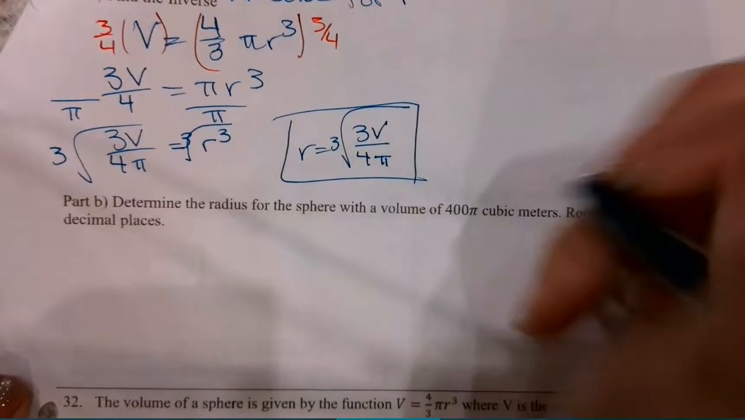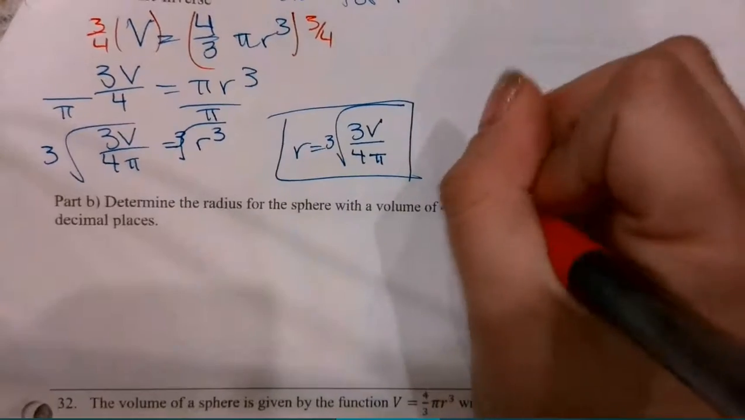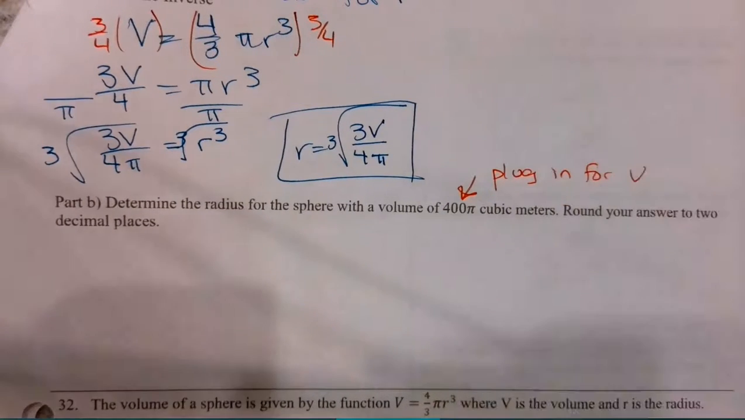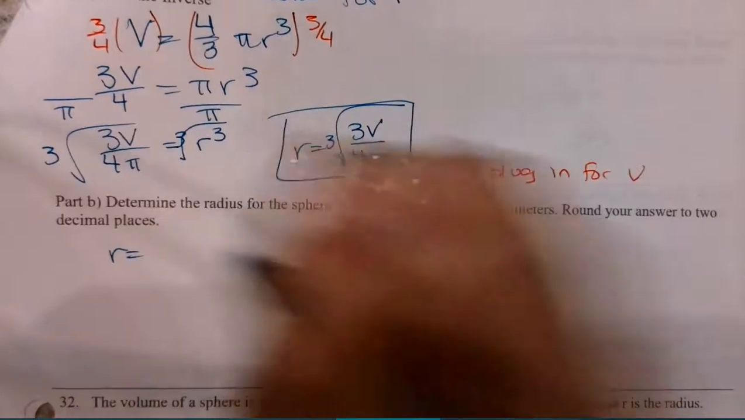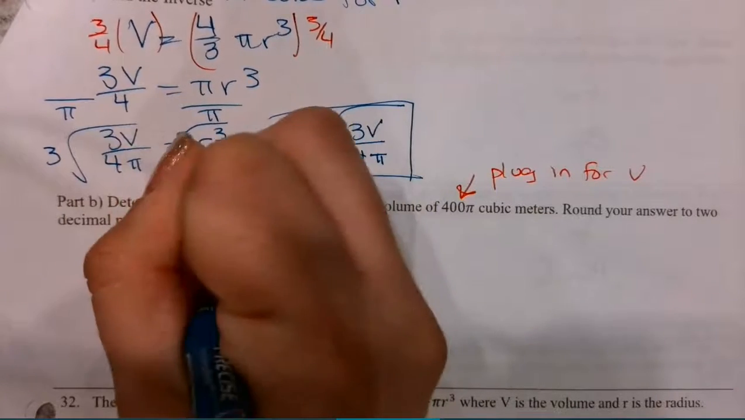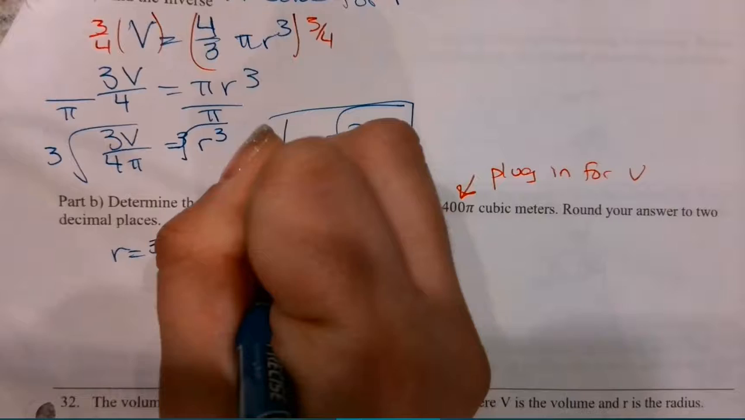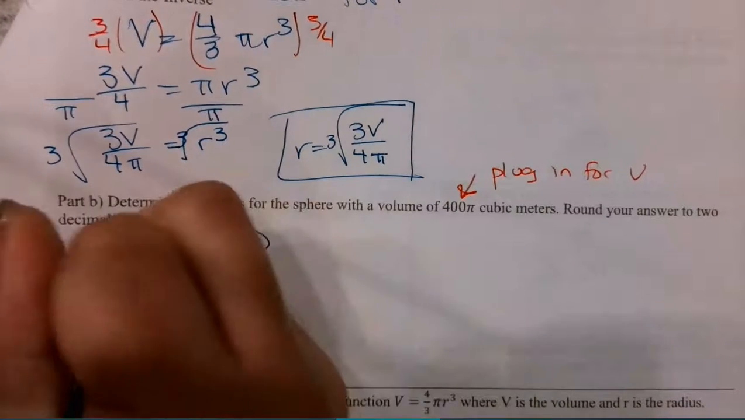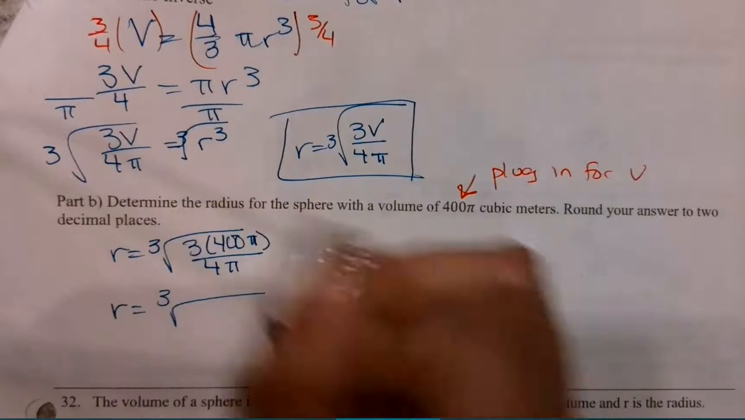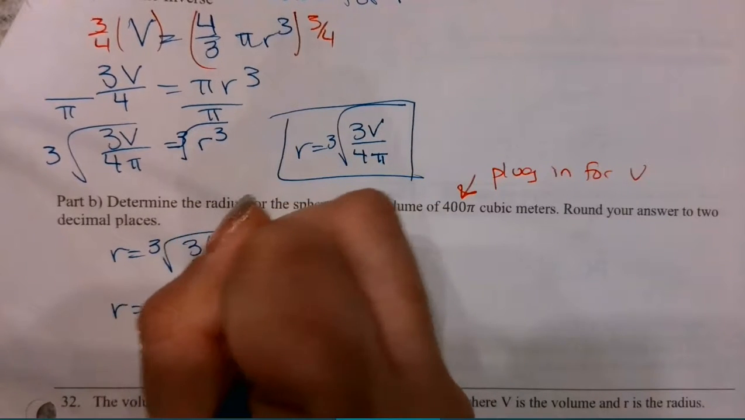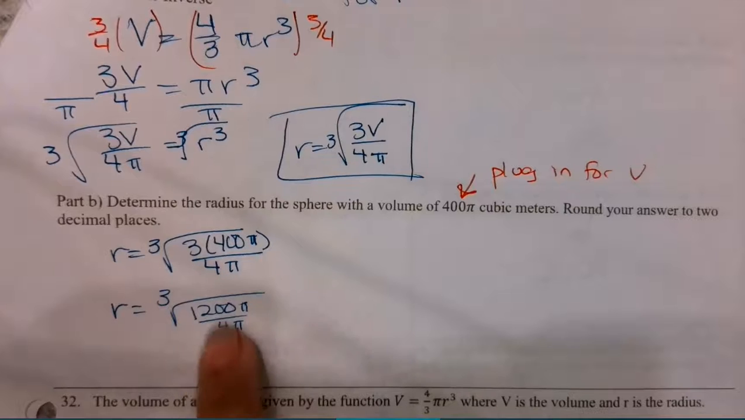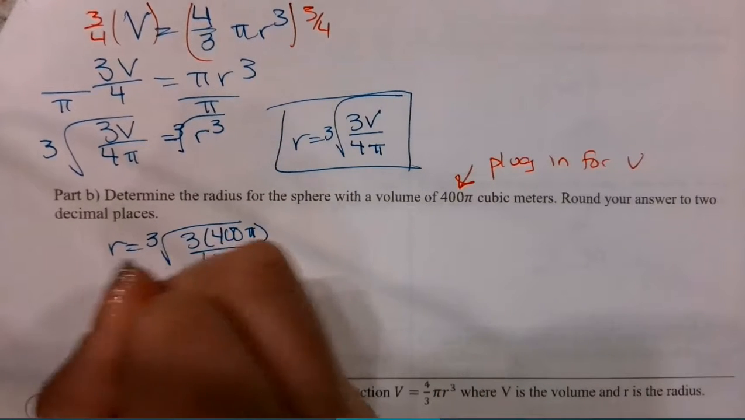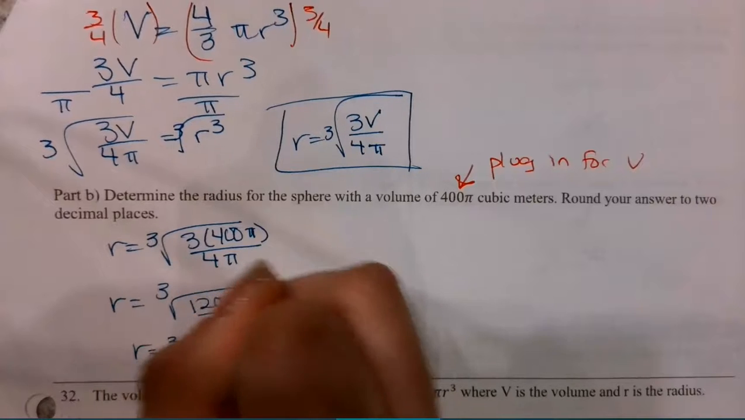So I'm going to plug in 400 pi cubic meters for V. I would like to simplify this first. So I have r equals the cube root of 1200 pi over 4 pi. 1200 can be divided by 4, and the pi's will cancel out. Gives me r equals the cube root of 300.